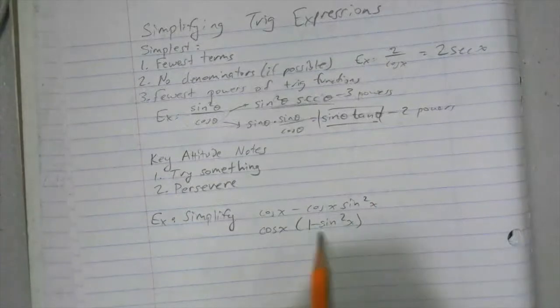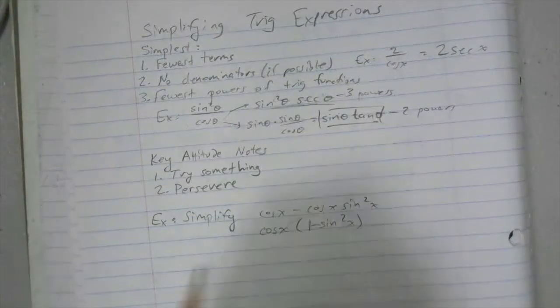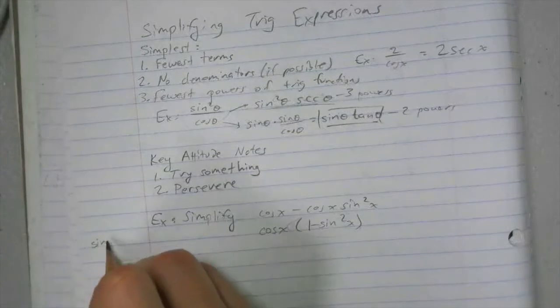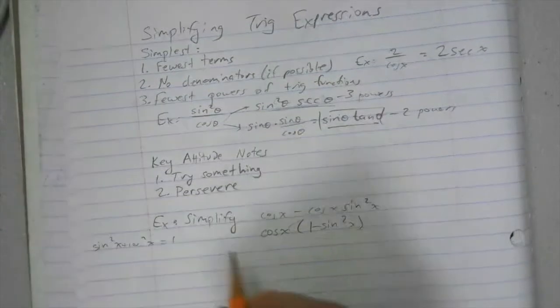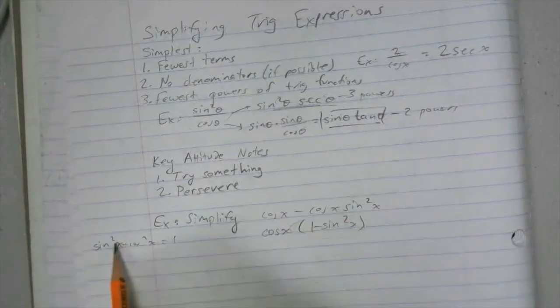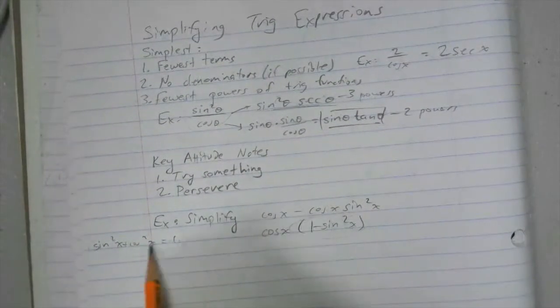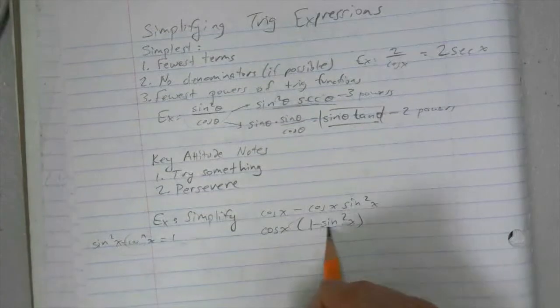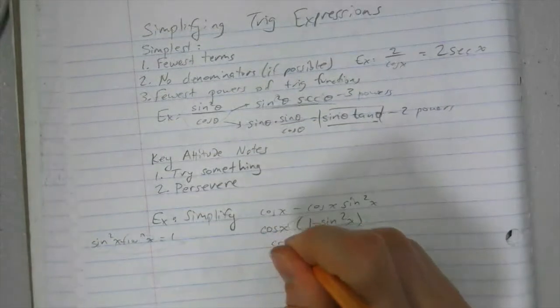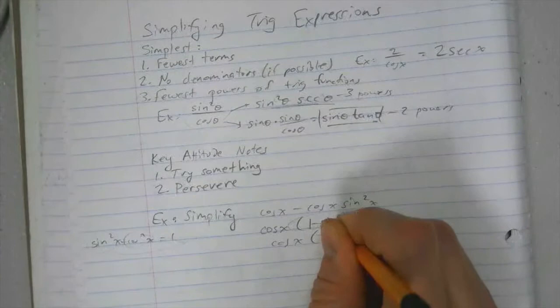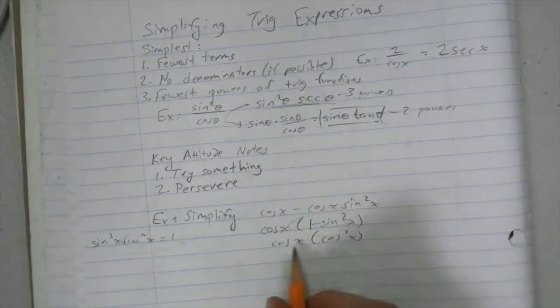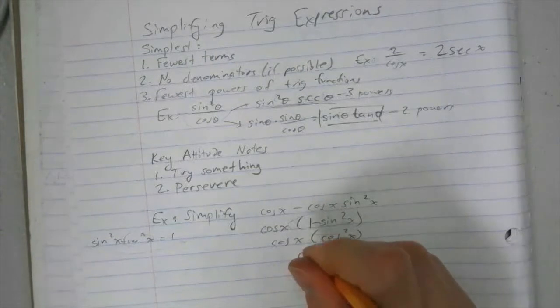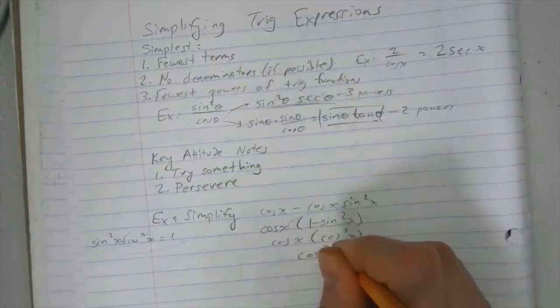And now this is closely related to one of our Pythagorean identities. Our identity says sine squared x plus cosine squared x equals 1. So if we rearrange that, move this over, we get 1 minus sine squared x equals cosine squared. So 1 minus sine squared we can rewrite as cosine squared x. And then we have cosine times cosine squared, so that becomes cosine to the third power.